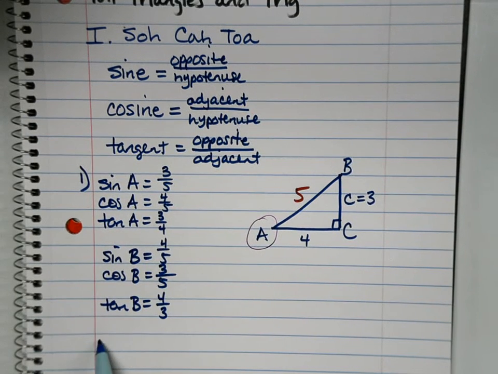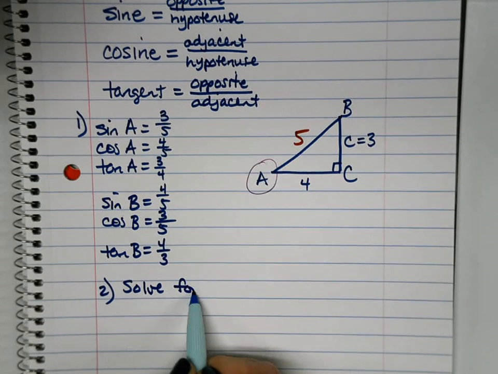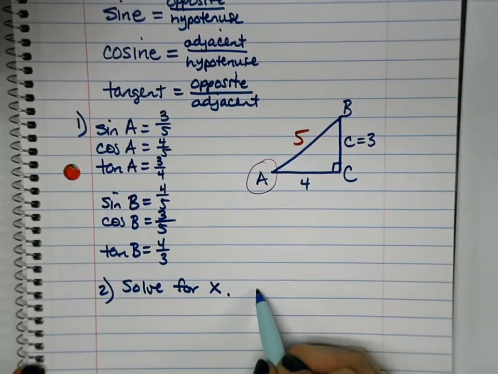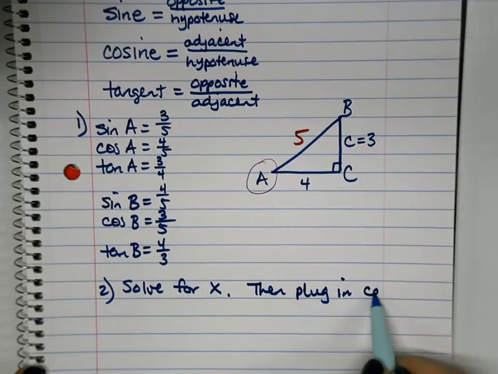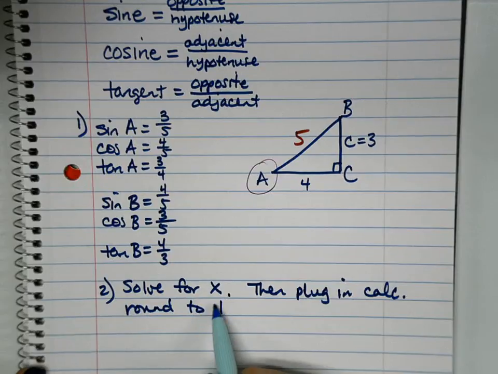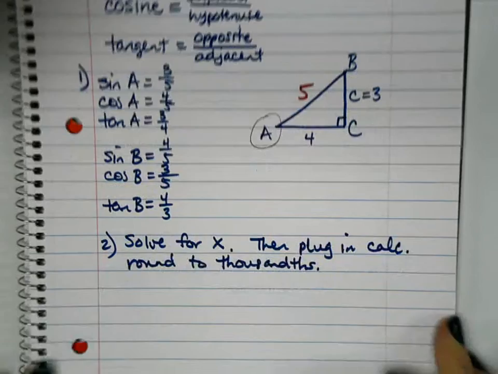Okay, so the next type of problems that you're going to have, let's call that example number 2. I'm going to ask you to solve for x first. I want you to solve it as though you didn't have a calculator completely, and you might leave it as something like x equals 10 tangent 45. But then we're going to punch it in our calculator, and we're going to take it out 3 decimal places. Okay, so first solve for x. After that, then plug into calculator. Round to the thousandths, which is 3 decimal places.